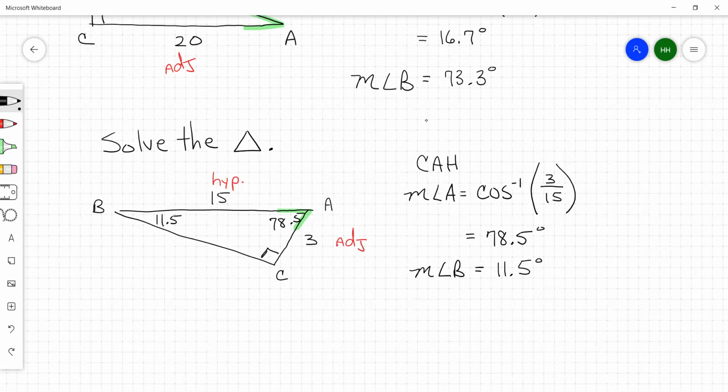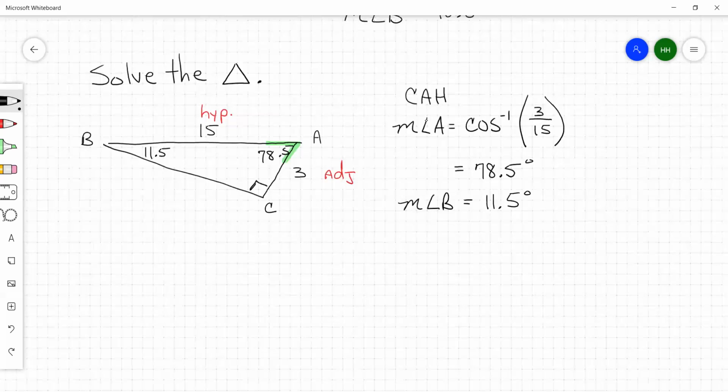Only thing we're missing is side BC. At this point, if you wanted to, you could do the Pythagorean theorem. But what I'm going to do is use the 78.5 angle measure, and find this opposite side. And I'm just going to call it side BC. All right? So in this case now, we've got an opposite, a hypotenuse, and an adjacent. You can pick which two sides you want to use.